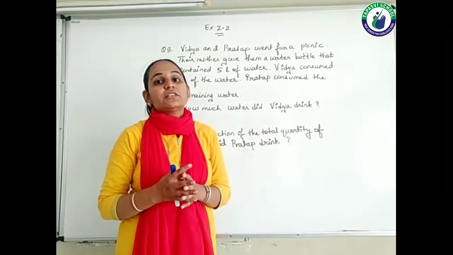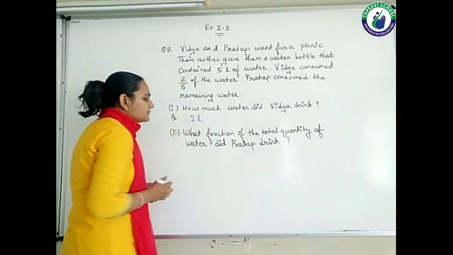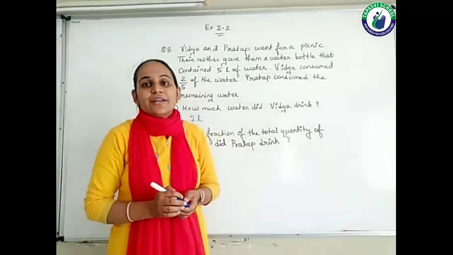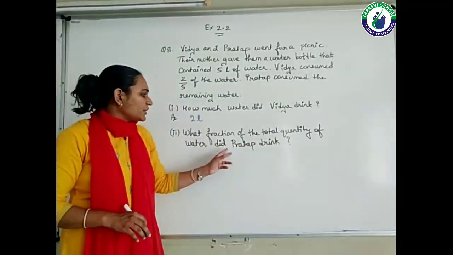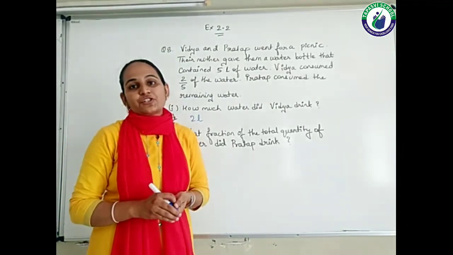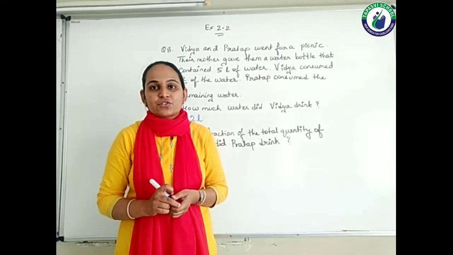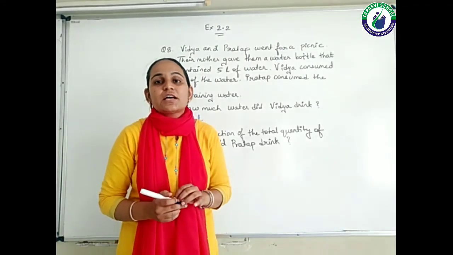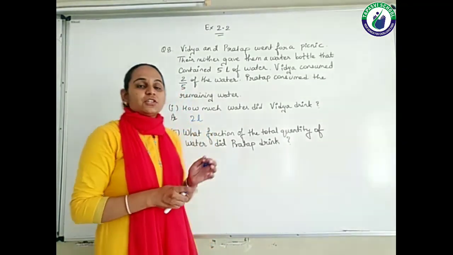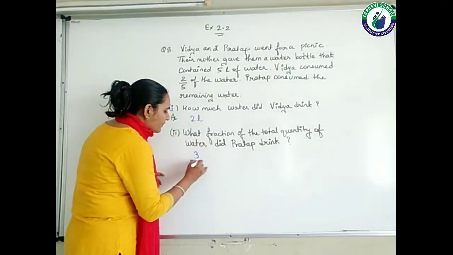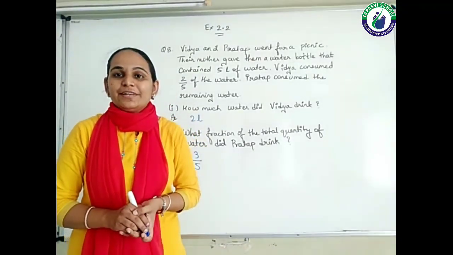So first question is, how much water did Vidya drink? So here we have to write the answer as 2 liters. Right, students? Now next one is, what fraction of the total quantity of the water did Pratap drink? So here we have to write the answer in the format of a fraction. So out of 5 liters, how many liters has Pratap consumed? 3 liters. So write in the fraction as, students, 3 upon 5. Right? I hope, students, this question number 8 is clear.